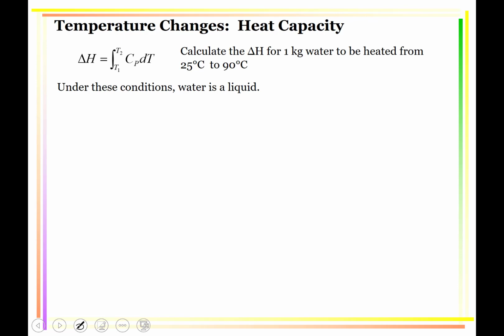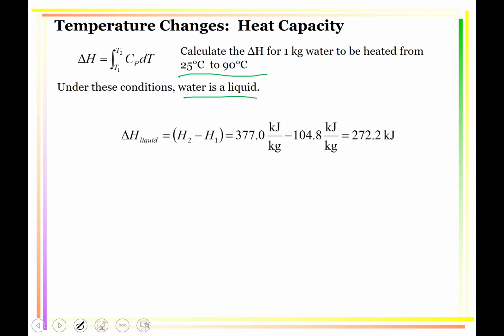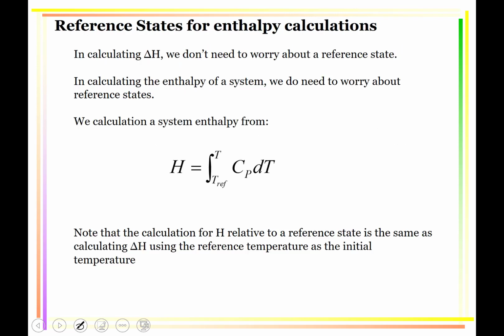So now, if we were to calculate the delta H for water to be heated from 25 degrees C to 90 degrees C, initially water is a liquid. Oh, I'm sorry, we're talking about water. So from 25 degrees C to 90 degrees C, water is a liquid. So we can get the delta H, and we can get the values from the steam tables. Okay, here we are, now we have it in kilojoules.